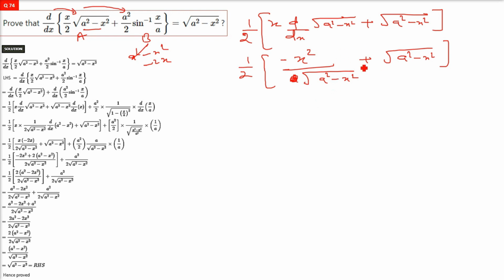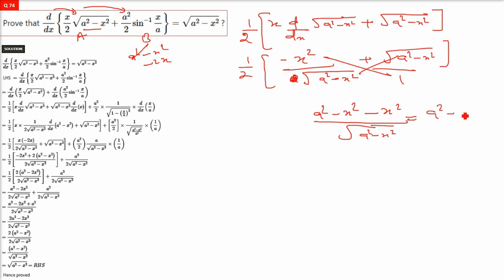Now let us solve this first. Okay. So I told you how to take the LCM. So minus x square I am writing here. Root gets cancelled. So a square minus x square, and divide by under root a square minus x square. 2 is already there outside. So we will get a square minus 2x square by under root a square minus x square. And half is already there. And so this is just this first part.